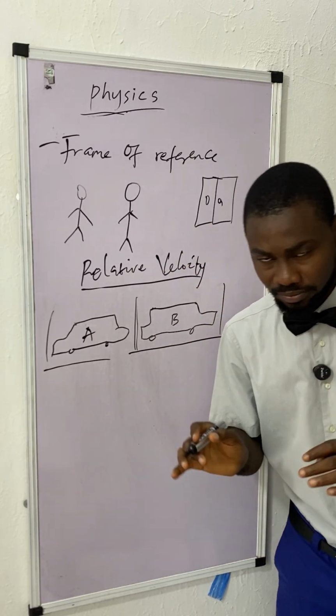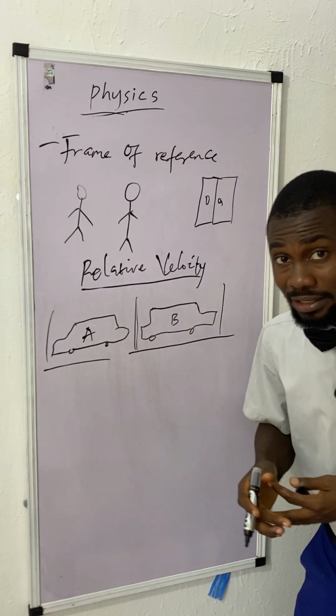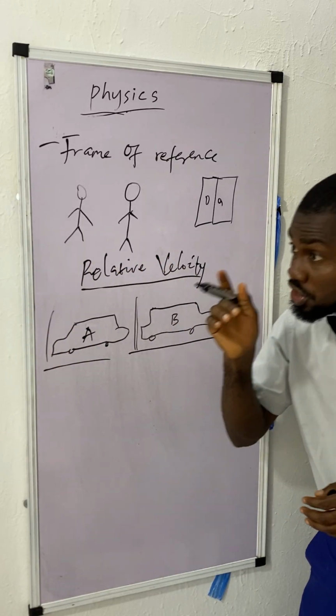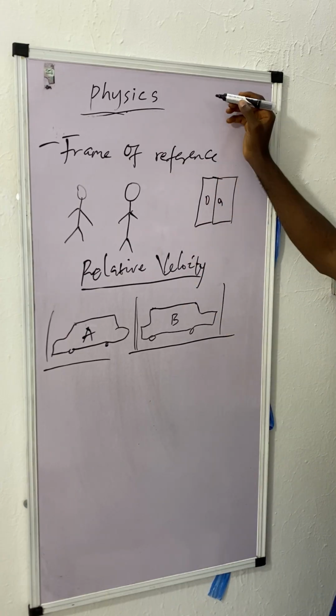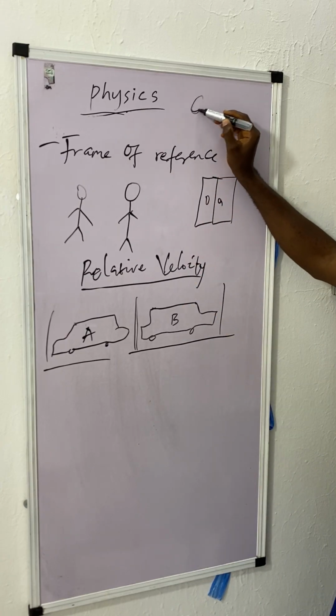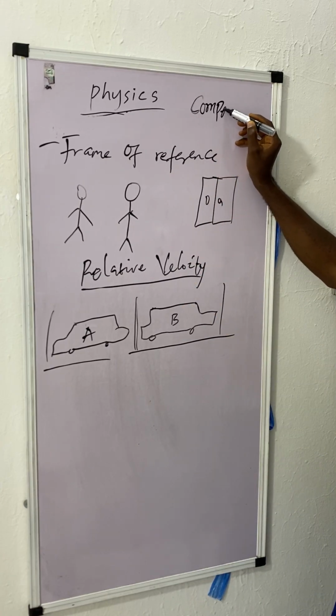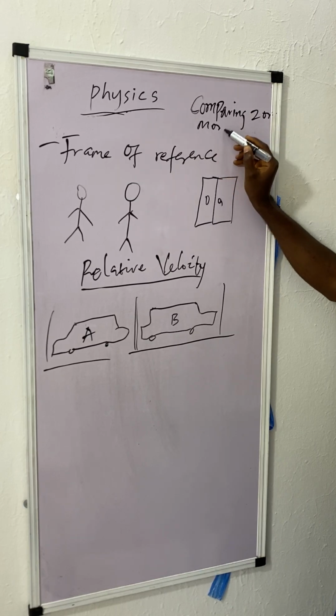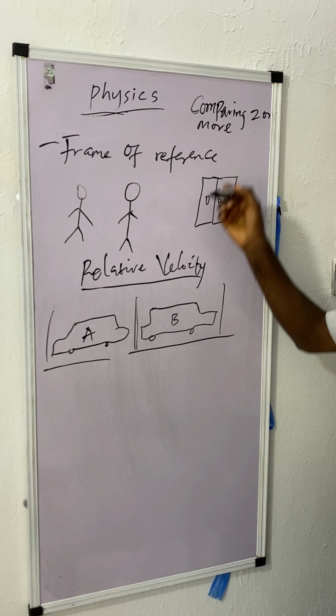Anytime you see that relative in physics, just know that it is measuring one with the target of the other. Using one to measure the other. So relative also means comparing two, or more. When you compare two or more things, it's relative.